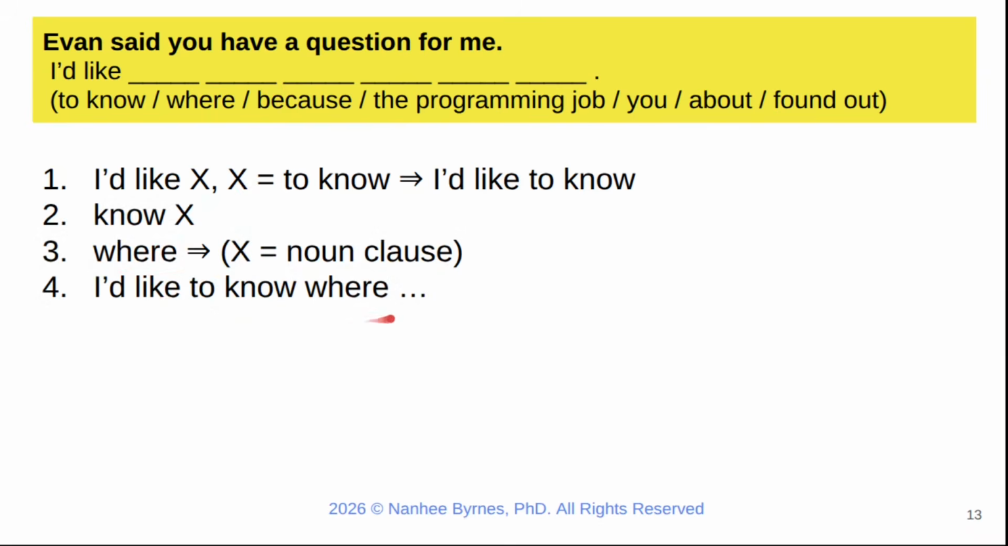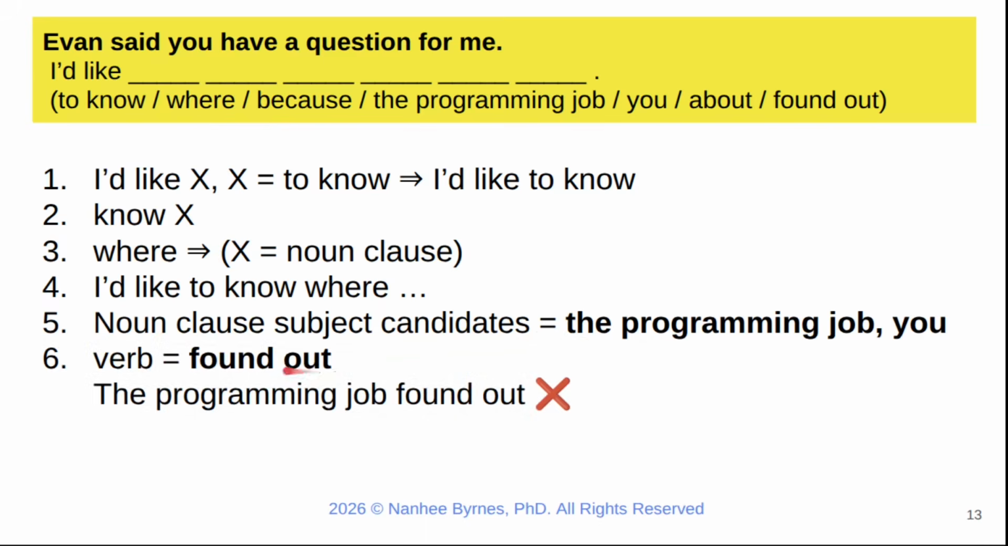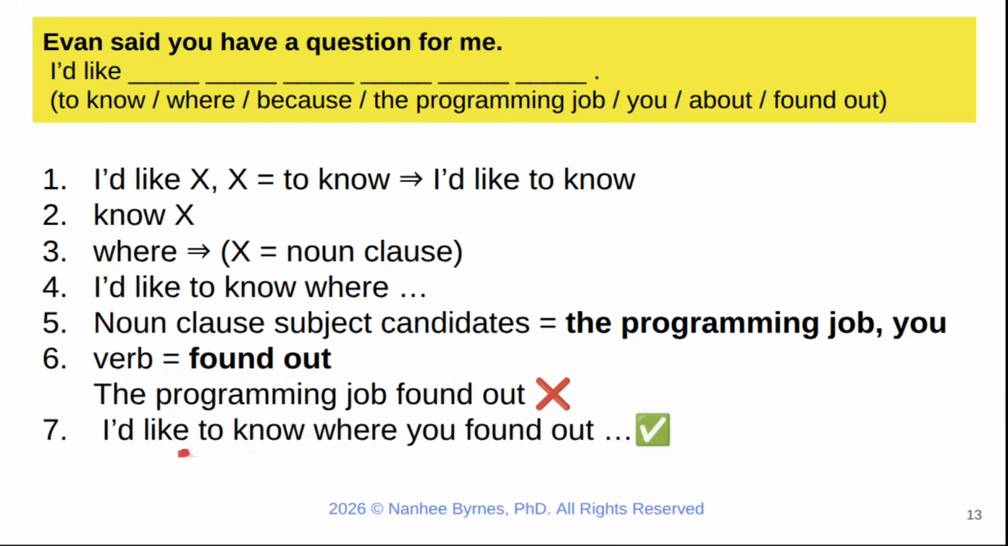Now let's find the subject and verb inside the noun clause. The possible subjects are the programming job, or you, and the only verb we have is found out. The programming job found out does not make sense, so the clause must begin where you found out. Finally, we ask, found out what?